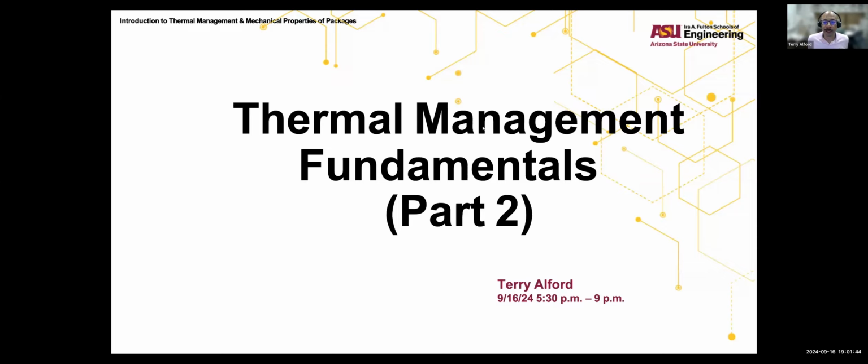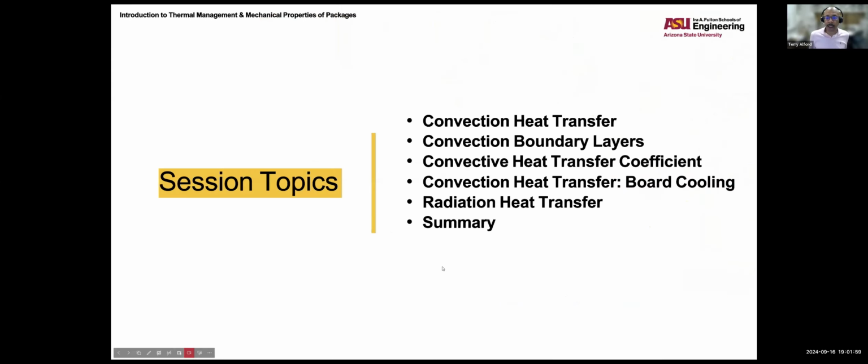All right, so welcome back. Now we talked about thermal management fundamentals, part two. Now we'll talk a little bit about convection, the convection transfer coefficient, a little bit about convection heat transfer, board cooling, and then radiation heat transfer.